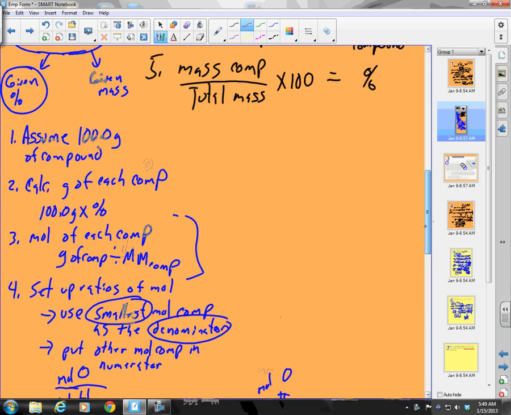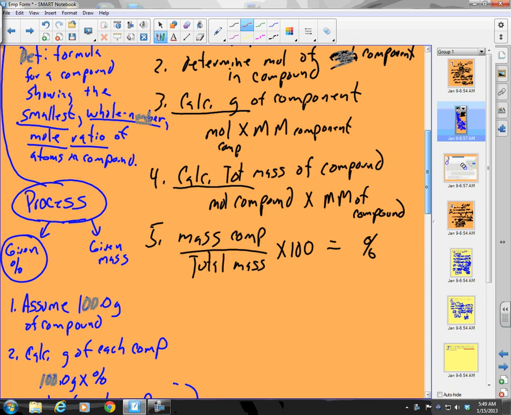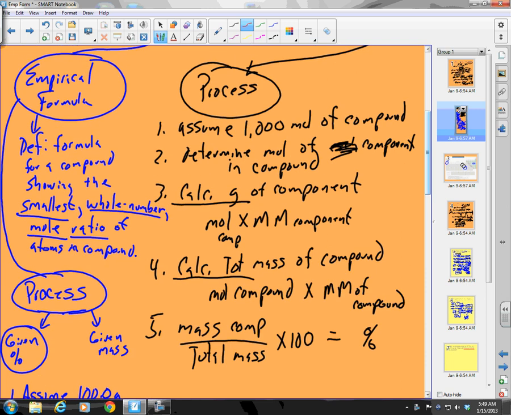Oh, hey, there it is. It's in blue, isn't it? Empirical formula. So what is the empirical formula? The empirical formula is a formula for a compound showing the smallest whole number mole ratio. That's what we're looking for. Smallest whole number mole ratio.